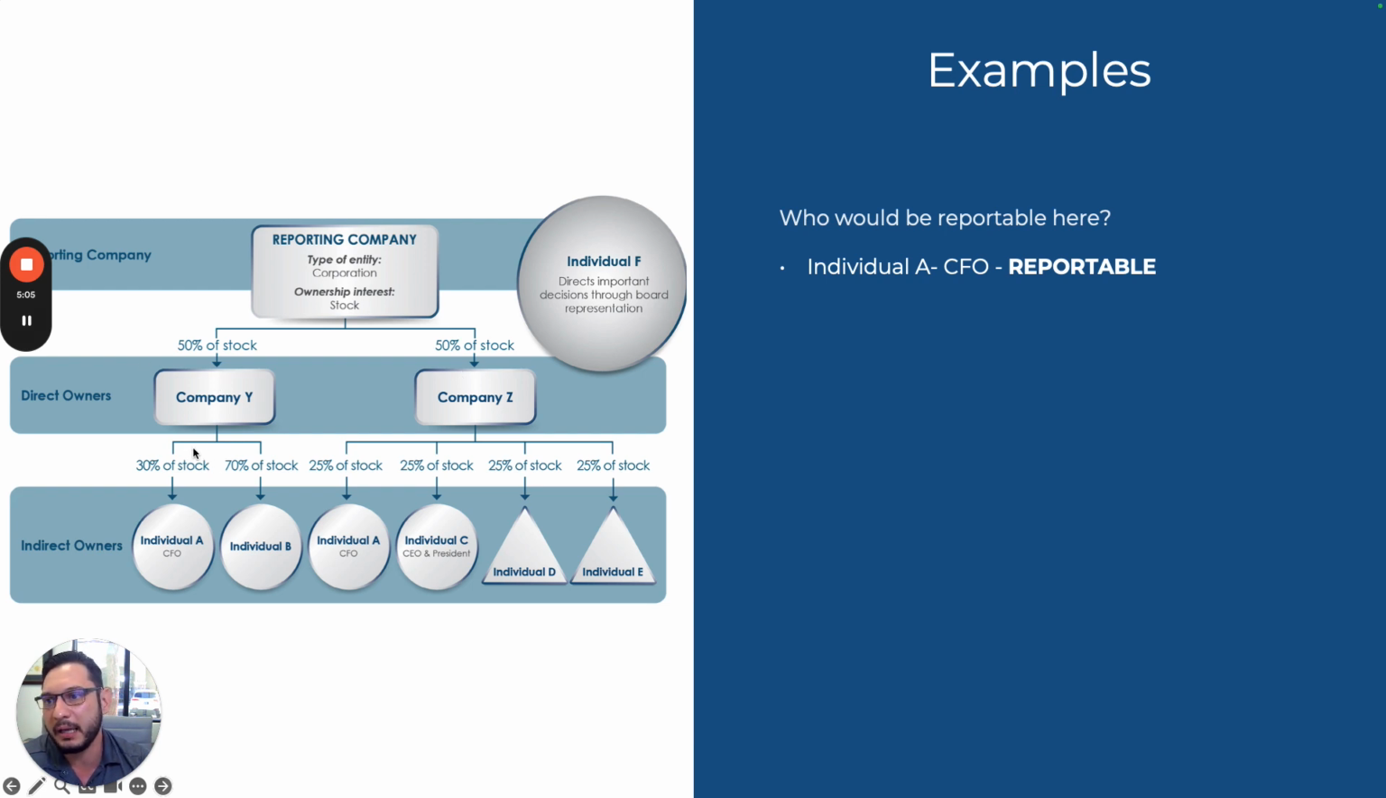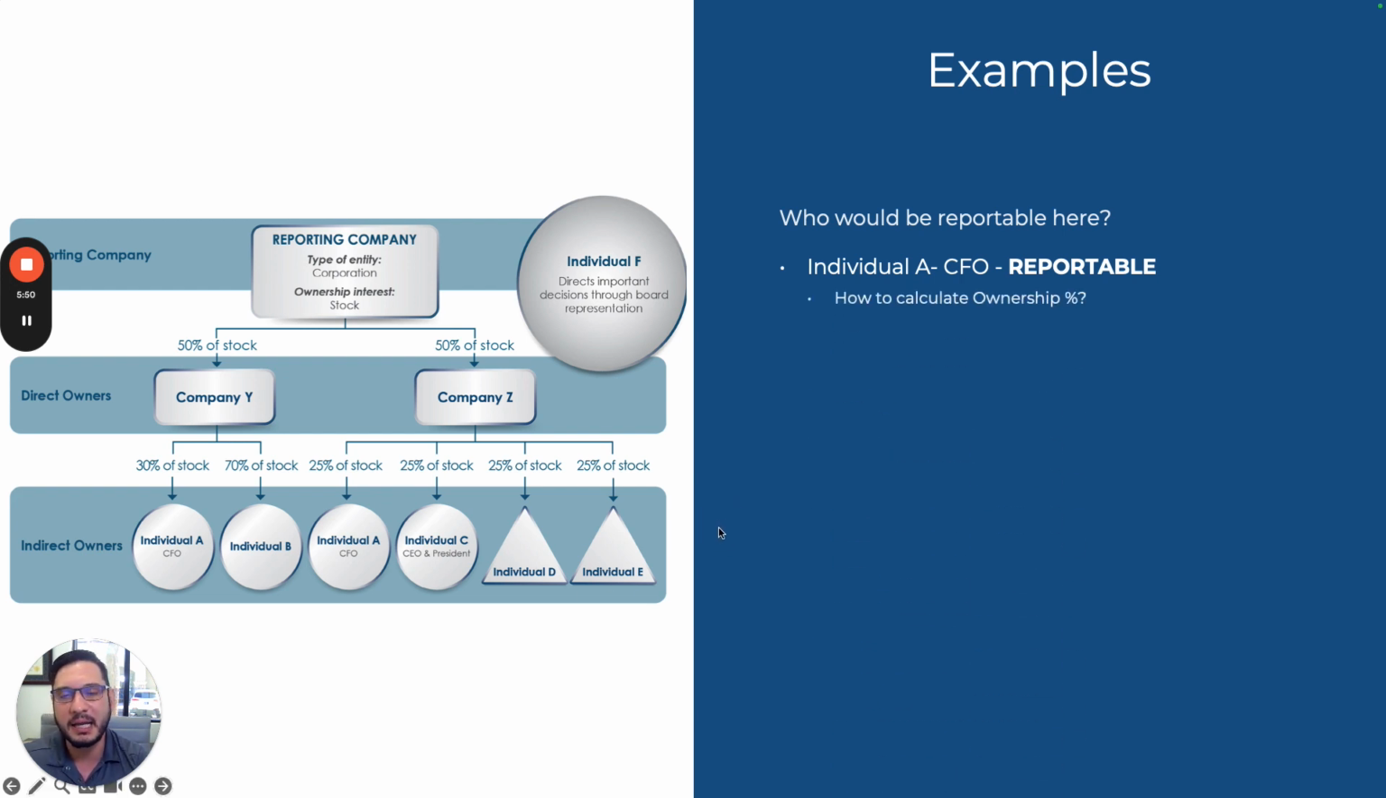Now, Company Y is owned 30% by individual A and 70% by individual B, and Company Z is owned 25% by individual A, 25% by individual C, 25% by individual D, and 25% by individual E. And then additionally, we have individual F up here that directs all the important decisions through board representation. So let's start with individual A. Individual A is marked as a CFO. That alone, we don't even need to look into the stock ownership. That by itself is a reportable individual.